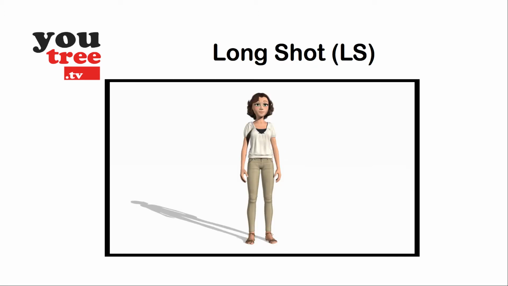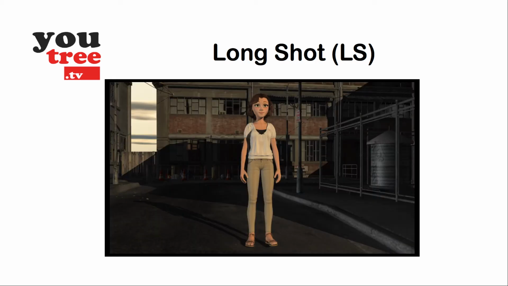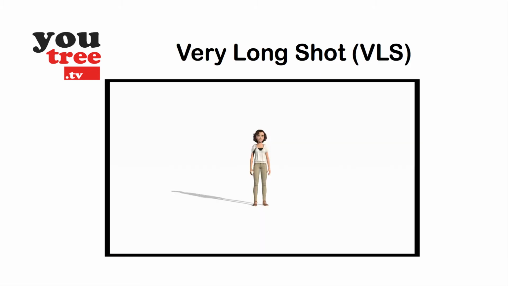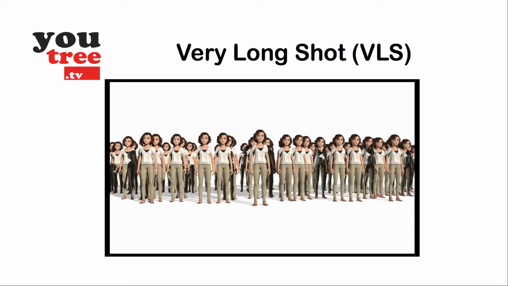In a long shot, the subject can still be recognized, even though the whole body, including feet and head, is visible, allowing for headroom. The long shot is often used to establish the scene, providing the subject with flexibility for a wide range of movements. In a very long shot, the subject is the furthest away they can be while still being recognized. This type of shot is also good for crowd scenes.